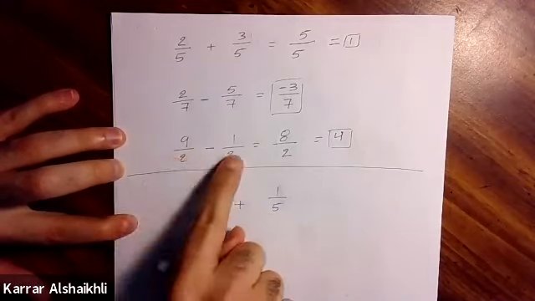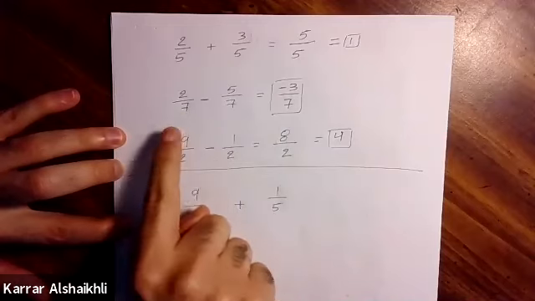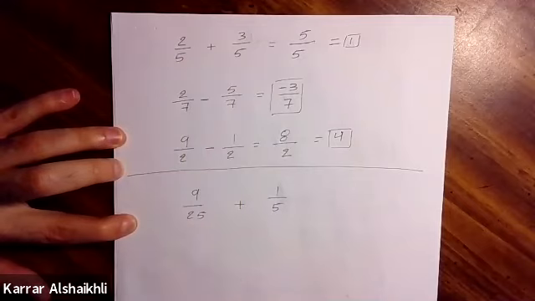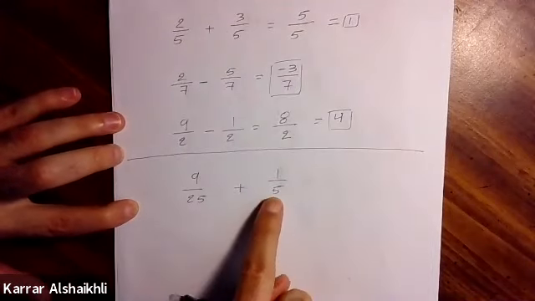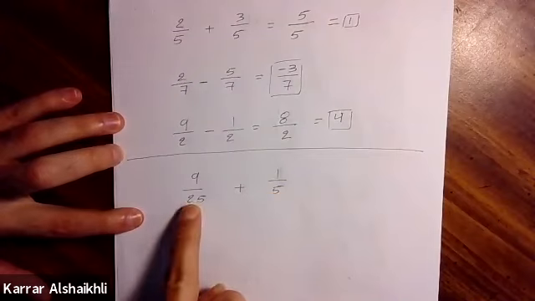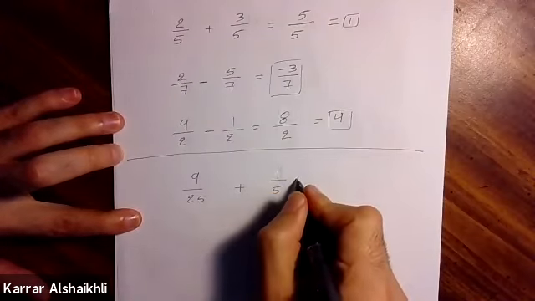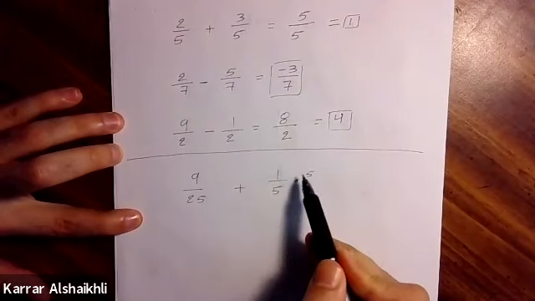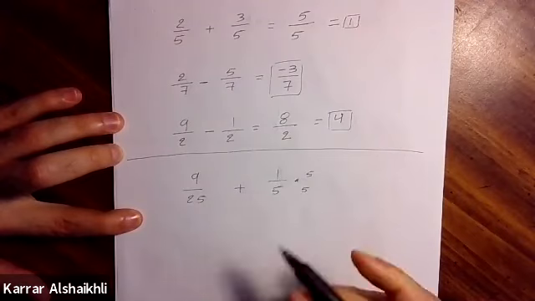If you check the previous examples, we have exactly the same denominator, 7, 7, 5, 5, 2, 2. But with this one, we have to get exactly the same denominator. How am I going to do that? I'm going to check this one. If I multiply 5 by 5, it's going to be exactly the same thing here, 25. So I'm going to multiply the numerator by 5 and the denominator by 5.